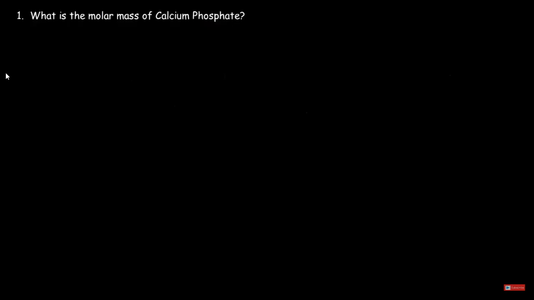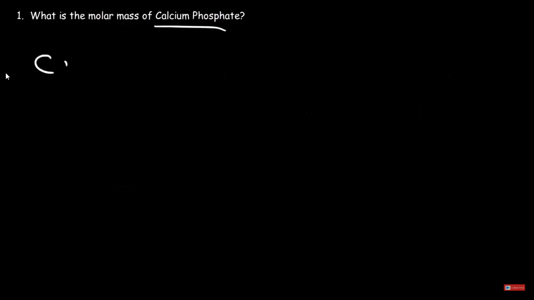Sometimes you may need to find the molar mass of a substance for which you're not given the chemical formula. Like this one. What is the molar mass of calcium phosphate? Before we could find it, you gotta write the formula. So you need to know that calcium phosphate is an ionic compound. It's composed of a metal and some nonmetals.